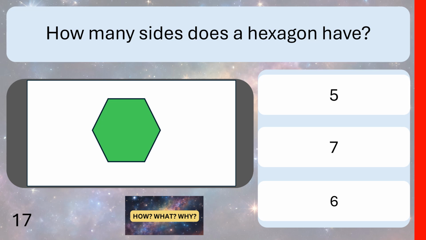How many sides does a hexagon have? Is it 5, 7, or 6? Of course, a hexagon has 6 sides. Well done if you got that correct.